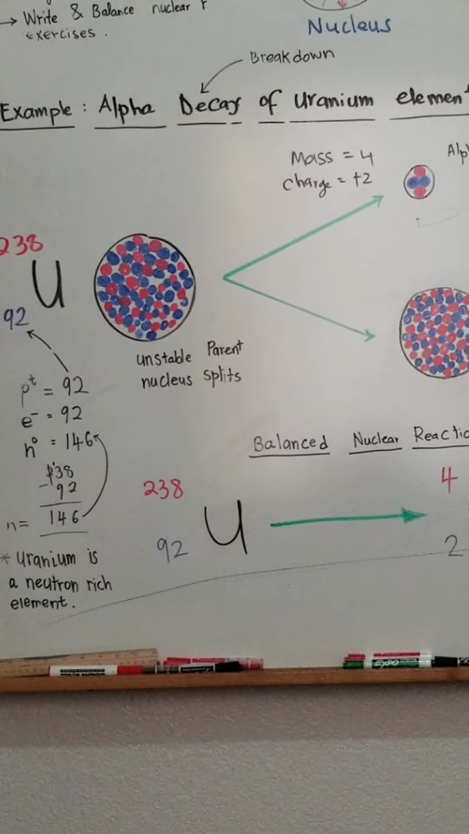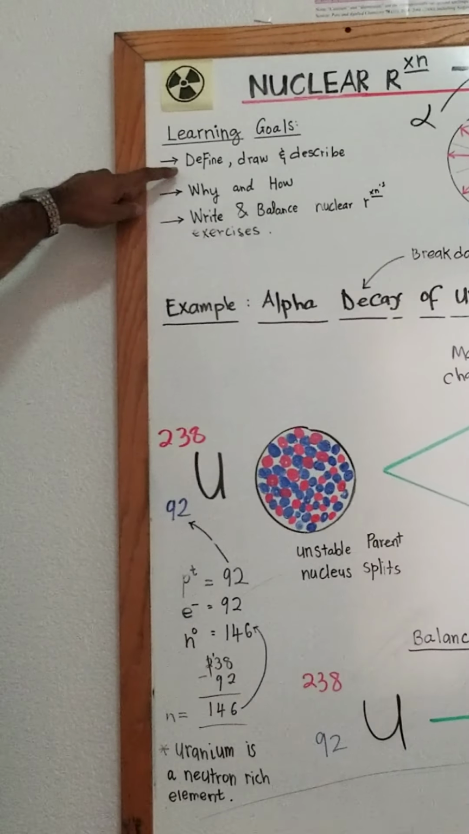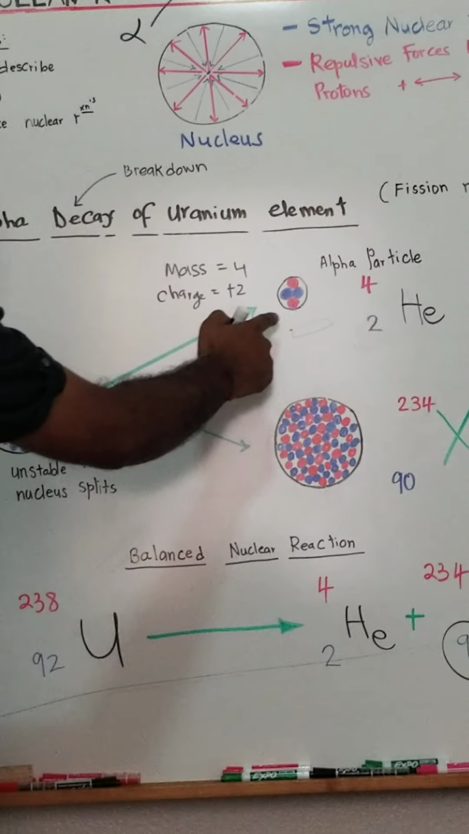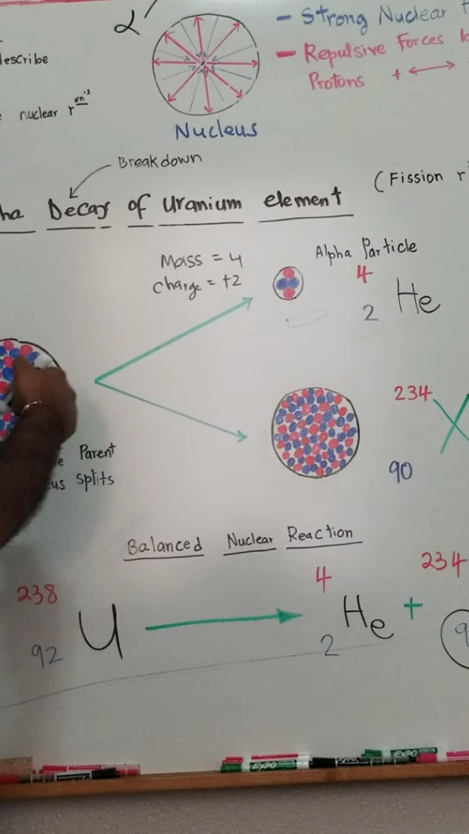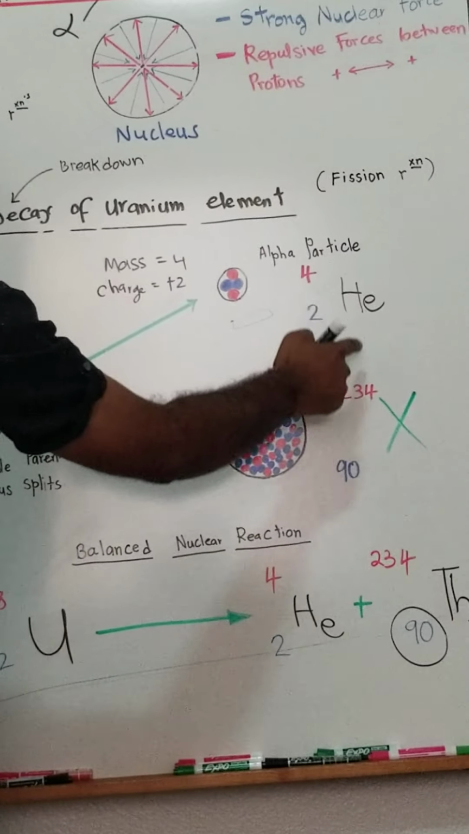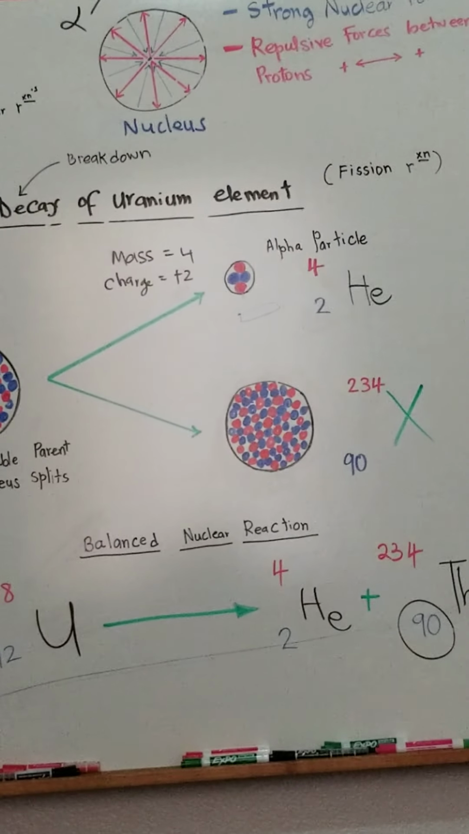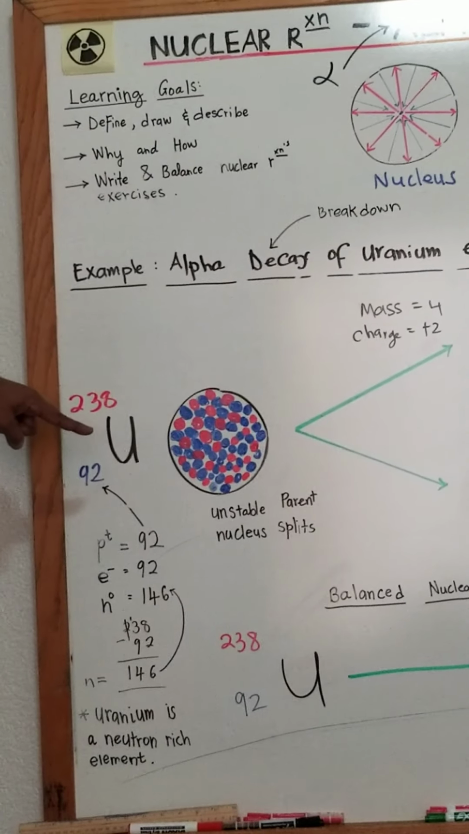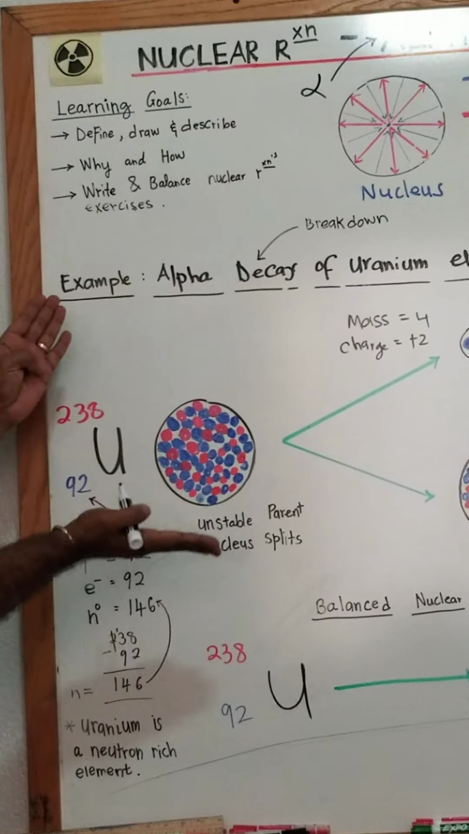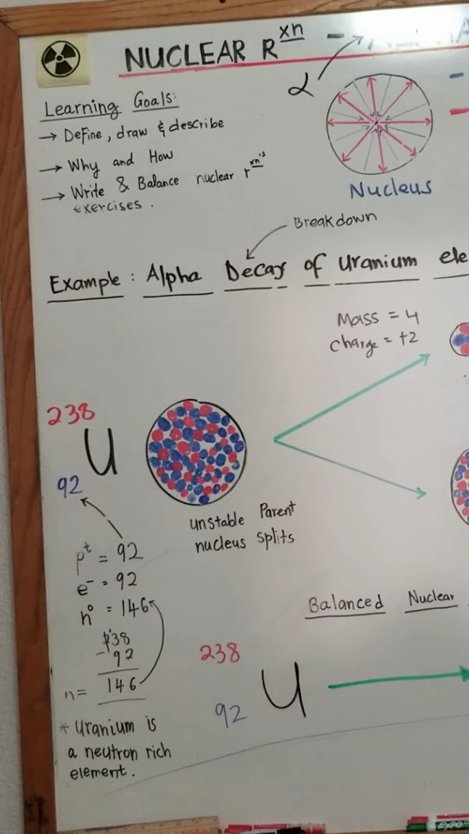So let's look at the practice problems, but before we do, let me go over defining, drawing and describing an alpha particle. The definition of an alpha particle is a particle which has a mass of 4 and a charge of +2. How does it look? It looks like a helium particle, a helium atom. And let's look at the how and the why. The reason the nucleus of a huge element splits up is just because the repulsive forces inside it outweigh the strong nuclear forces.